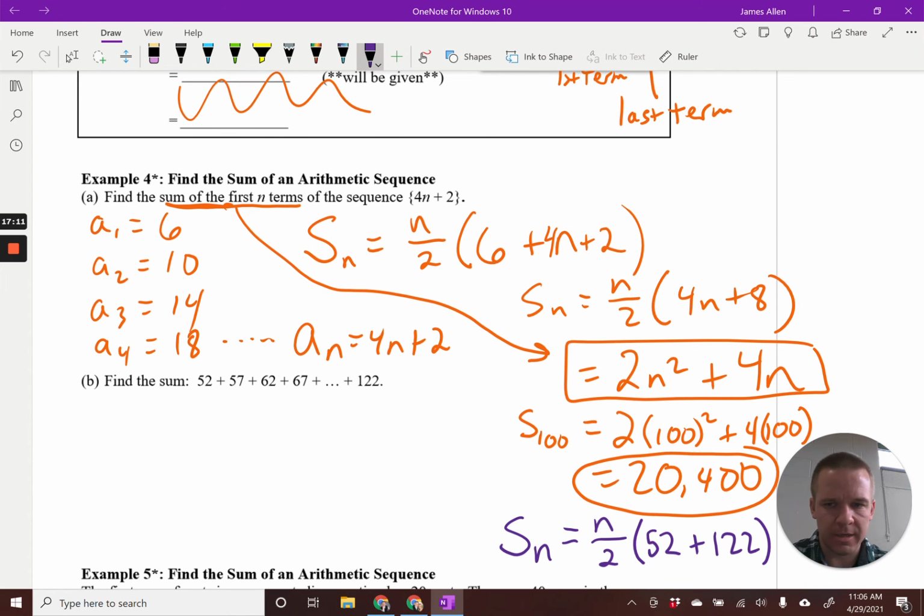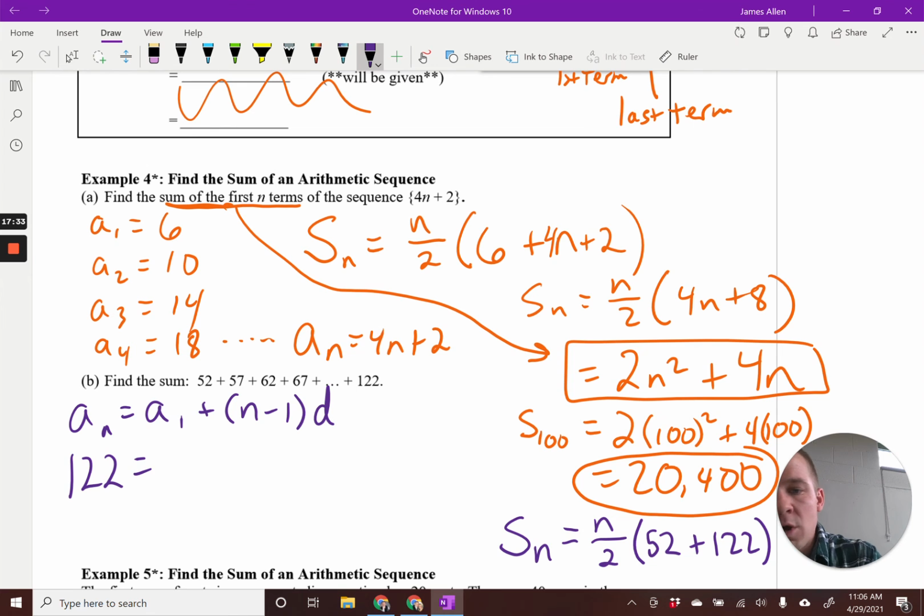Okay, let's see here. I do have a formula for this. A sub n is equal to a sub 1 plus n minus 1 times d. I know my nth term, if we go with my last term here, because I want to find out how many terms there are up to that 122, right? So if I set this equal to 122 and solve for n, that would tell me the number term that 122 is, which is the total number of terms.